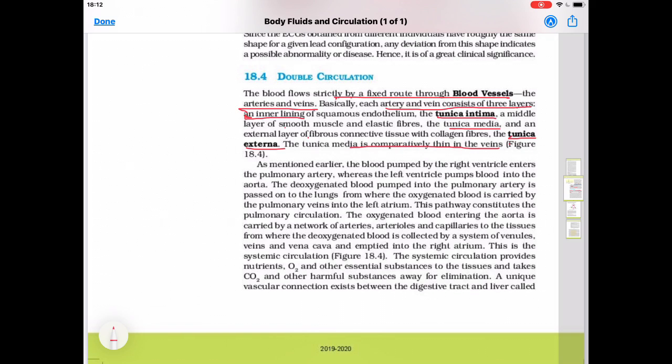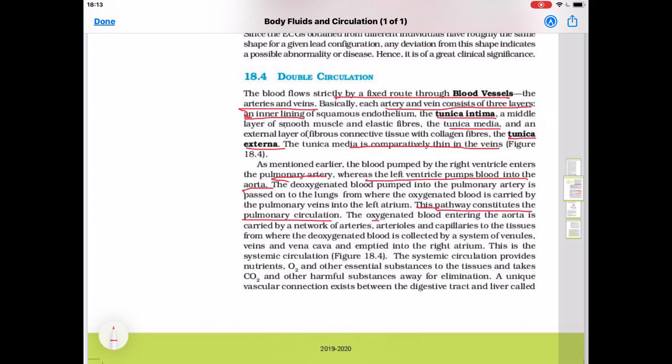As mentioned earlier, the blood pumped by the right ventricle enters the pulmonary artery, whereas the left ventricle pumps blood into the aorta. The deoxygenated blood pumped into the pulmonary artery is passed to the lungs, from where the oxygenated blood is carried by the pulmonary veins into the left atrium. This pathway constitutes the pulmonary circulation. From the right ventricle, the blood goes through the pulmonary artery to the lungs, and from there the oxygenated blood comes by the pulmonary vein into the left atrium. This is known as pulmonary circulation. Pulmonary is related to lungs.